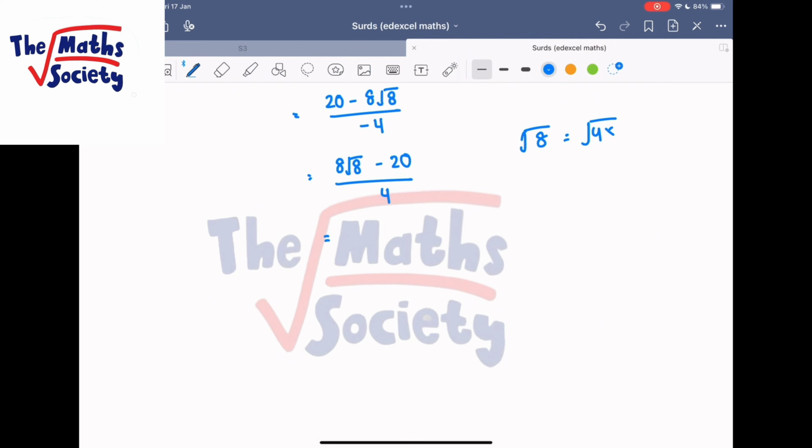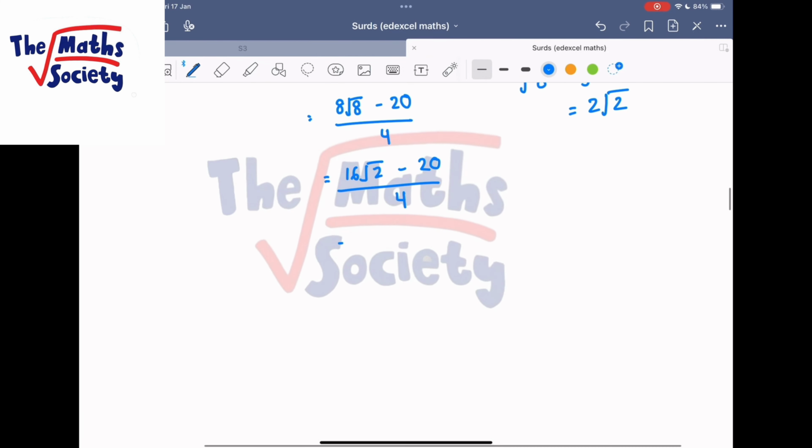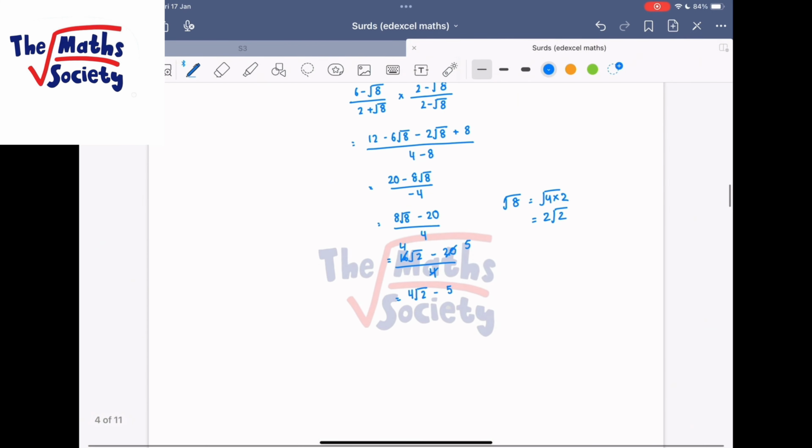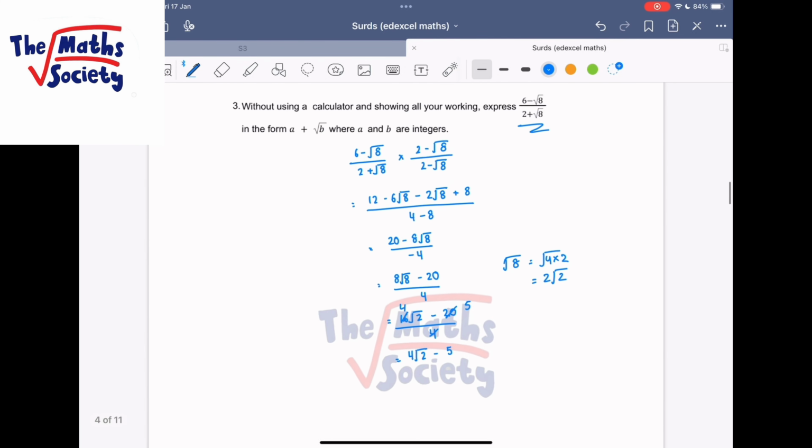So root 8 is a square number, root 4 multiplied by 2, so we can have 2 root 2. If you multiply with it, you'll have 16 root 2 minus 20 over 4. Then you can now divide by 4. So 4 into 16 is 4, and 4 into 20 is 5. So you'll get an answer of 4 root 2 minus 5. So that should be our answer.